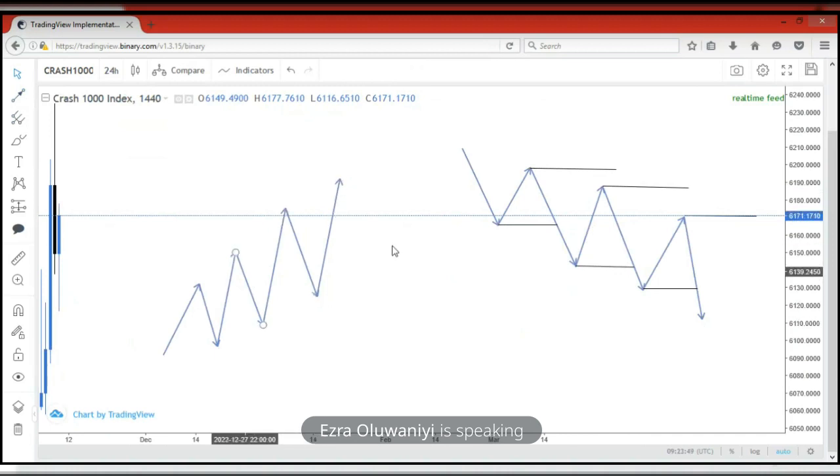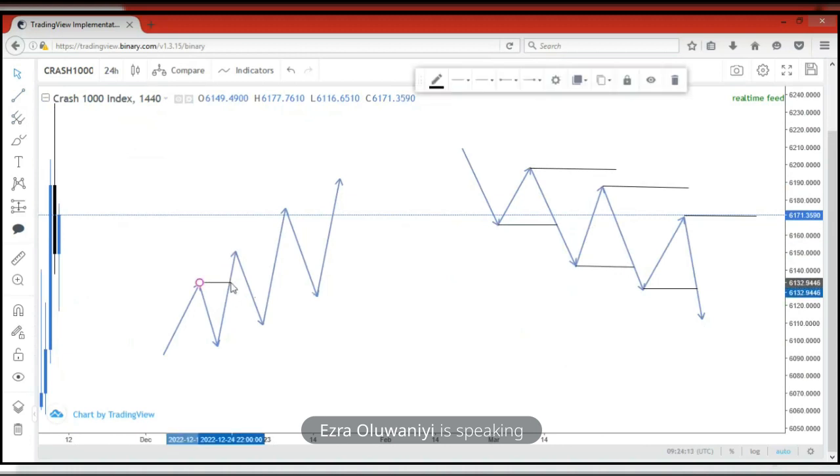So that's just a simple analogy behind this. And this is the impulsive leg, the retracement leg, impulsive leg, retracement leg, and like that. So that's just what structure is basically all about. For me, we all have different ways of interpreting the market. This is what I interpret as structure.